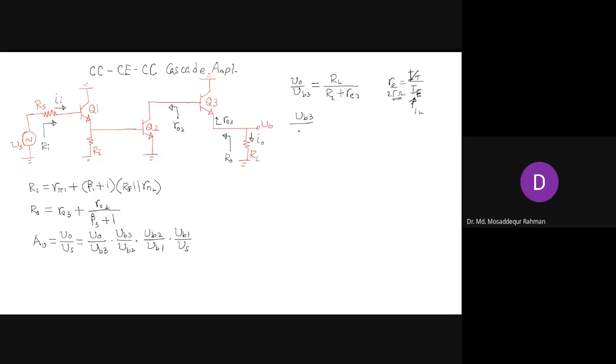Right? So the second factor is VB3 by VB2. And what is that VB3 by VB2? VB3 is our voltage here, and VB2 is the voltage here. So that's basically the gain of Q2, which is the common emitter. So what is the gain expression for the common emitter?